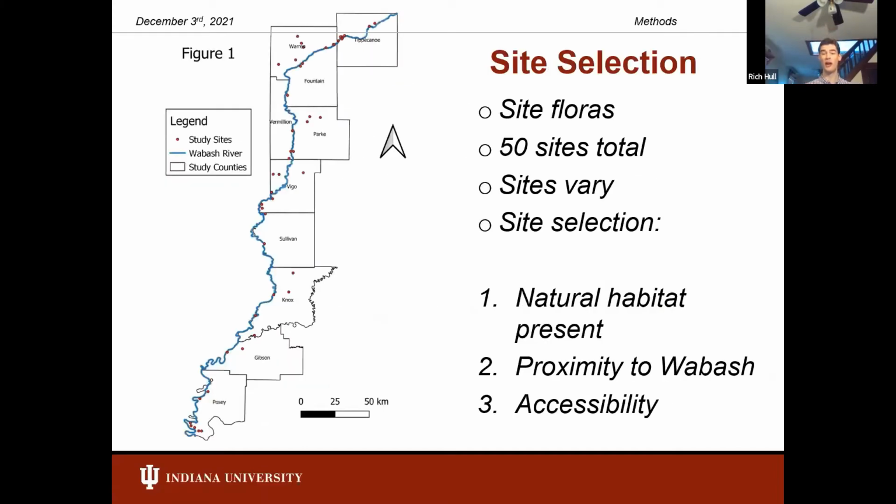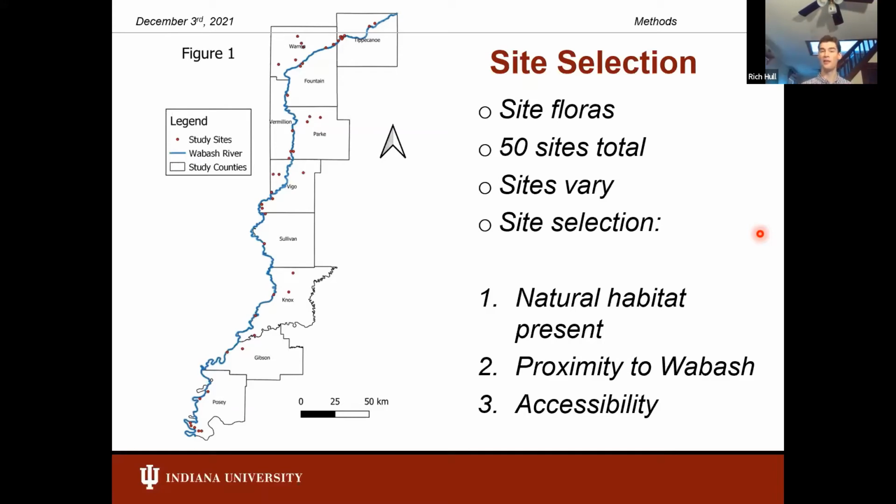So right now, I'll go ahead and move on to the process for constructing the modern flora of the study region. And the first thing I'll talk about here is the site selection. So for each of these sites, I'm constructing a site flora. So I want a complete list of the vascular plants at each site. And for each species, I want photographs as well as a voucher specimen that will be deposited at the Indiana University Herbarium.